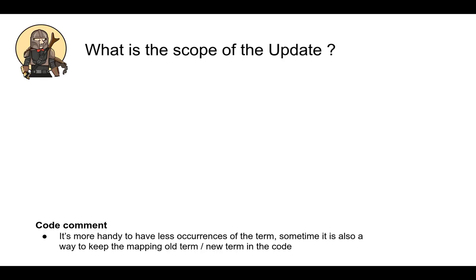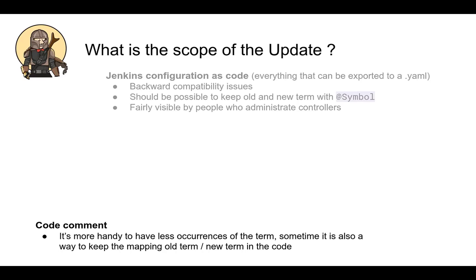I saw that a lot of contributors are changing comments also because it's more handy for the flow. Then there is some nearly code, but it's something that is generated from code, like the configuration as code. So you can have some term that ends up in the YAML because it's a variable name in the code, or the package or the class name.